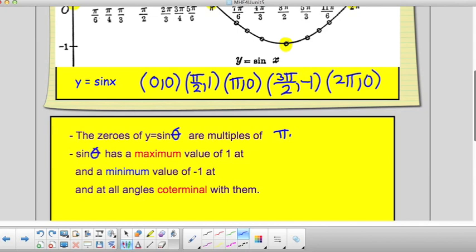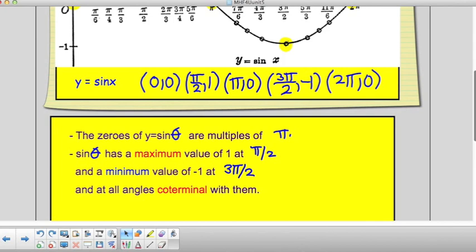Sine theta has a maximum value of 1 at pi over 2 and a minimum value of negative 1 at 3 pi over 2, and all angles coterminal with them. That means all related angles. So 90 degrees, we add a pi to that, you're going to get another maximum value. Add pi to 3 pi over 2, you're going to get another minimum value. So all angles coterminal with them.